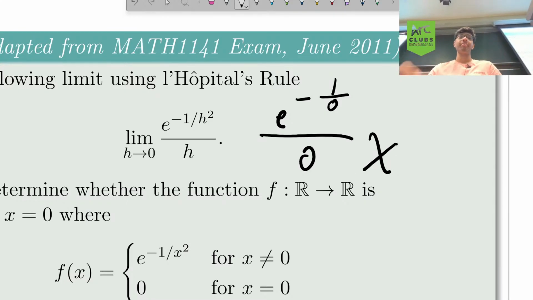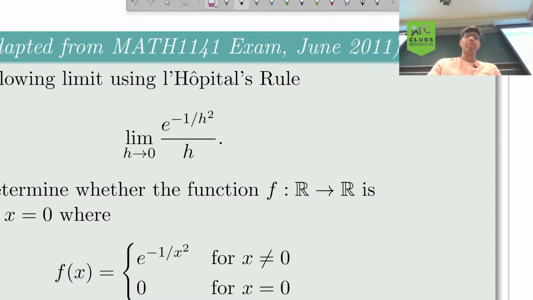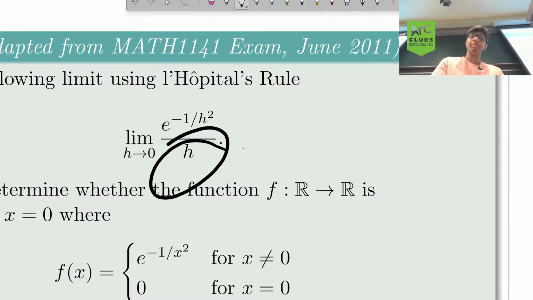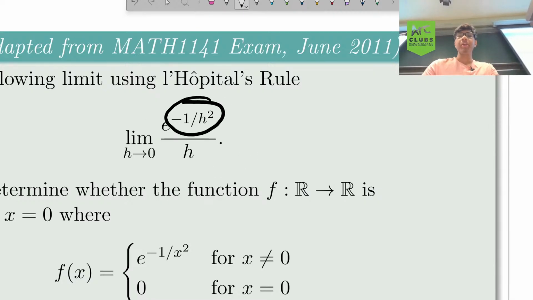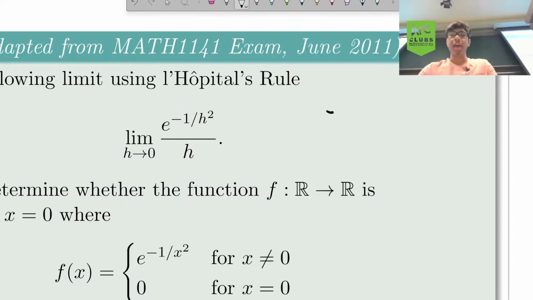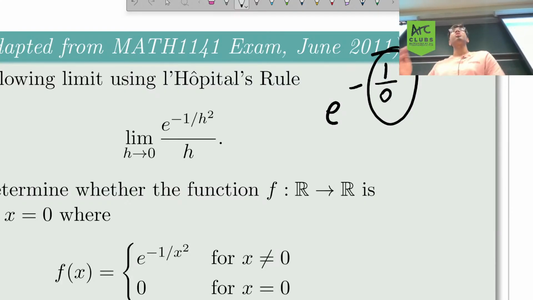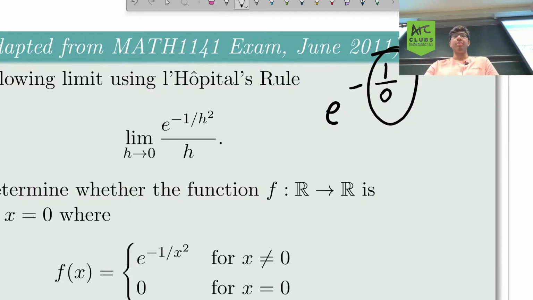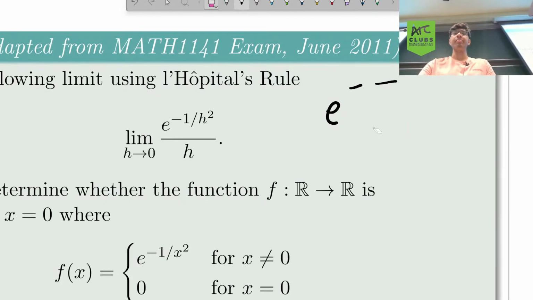I can't do that. Well, what if I look at the limits now? So I look at the limit of this bit and the limit of this bit. Well, if this top bit goes towards 0, then I have e to the negative 1 on 0. This is going to go towards infinity, because my denominator gets really, really small. This fraction here gets really, really big. So it goes towards like e to the negative infinity. And this itself goes towards 0.